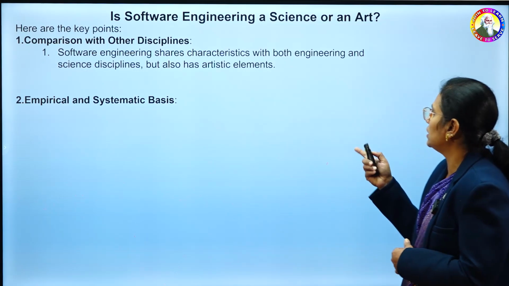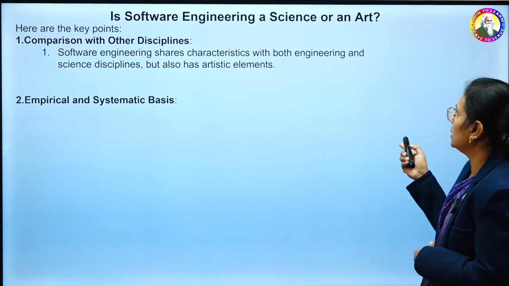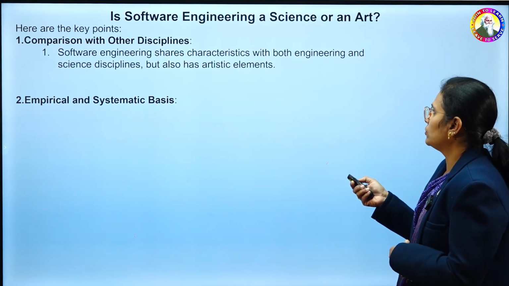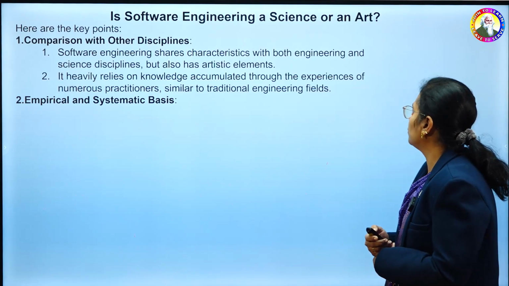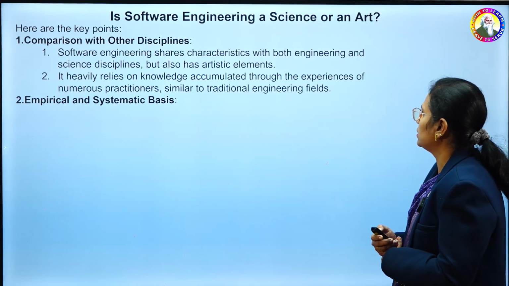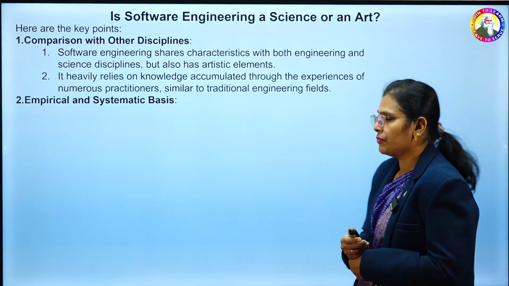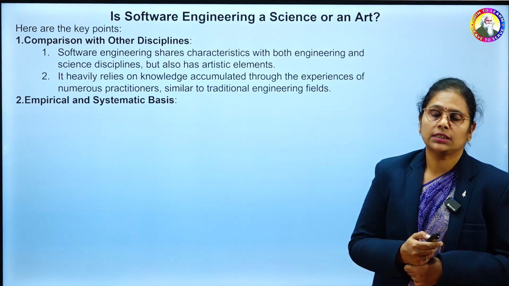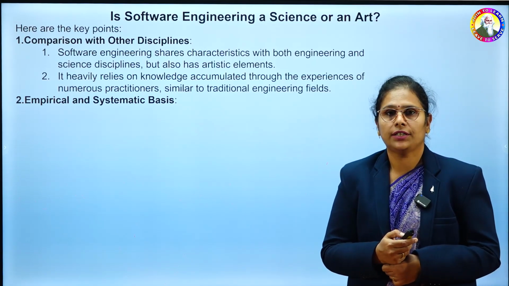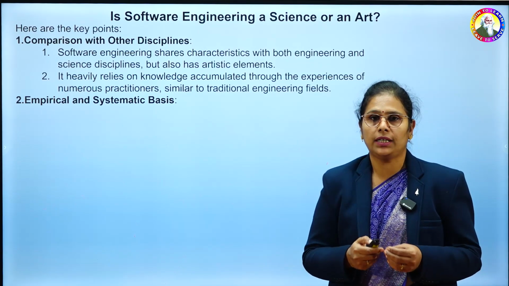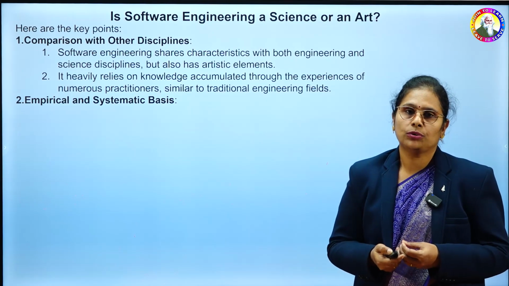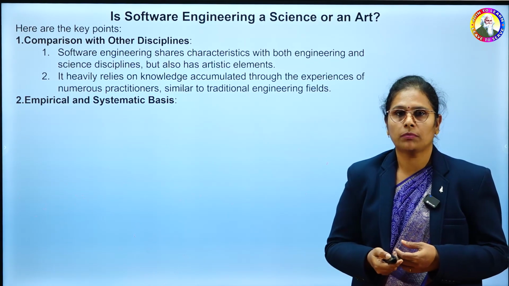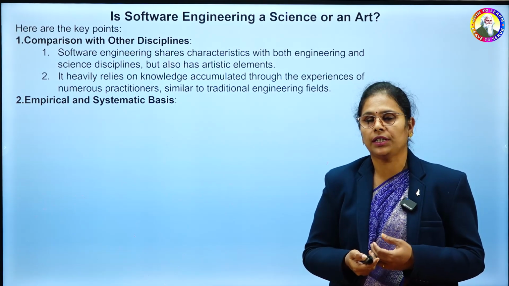Software engineering shares characteristics with both engineering and science disciplines, but also has an artistic element. It heavily relies on knowledge accumulated through the experience of numerous practitioners, similar to traditional engineering fields. In the traditional engineering fields, as I told you, it is all about build and fix models, where you build something and then fix it.